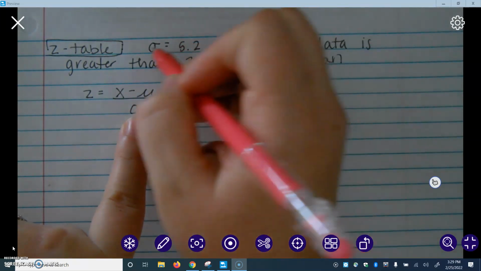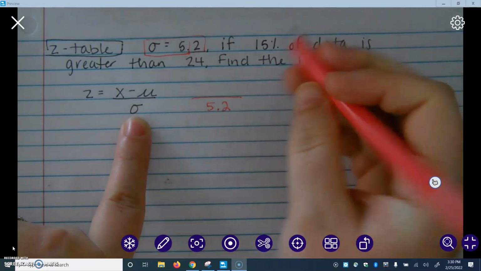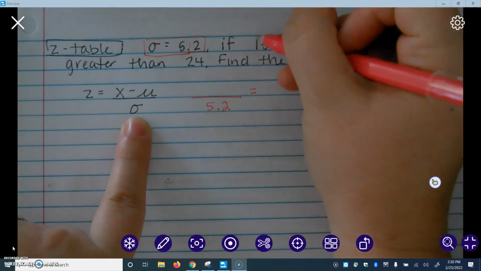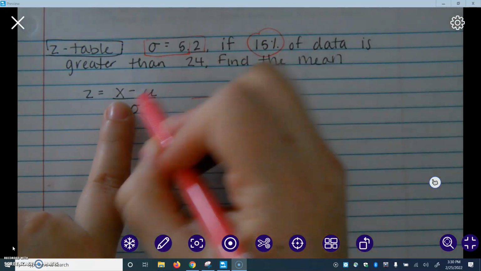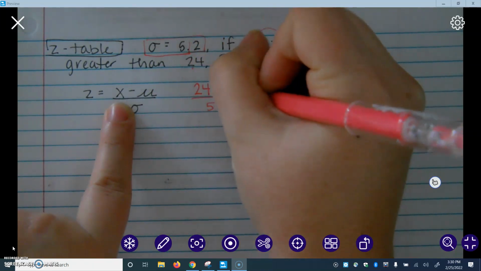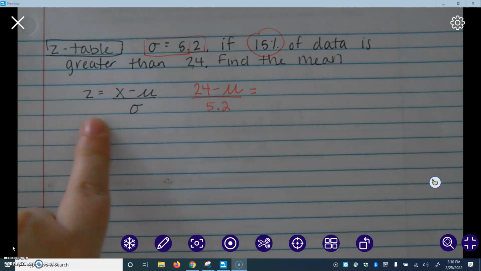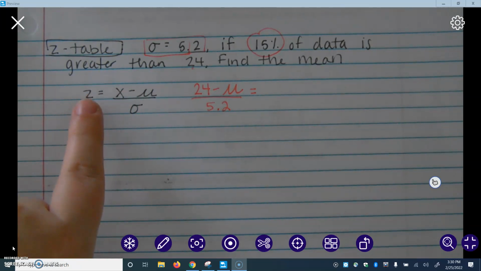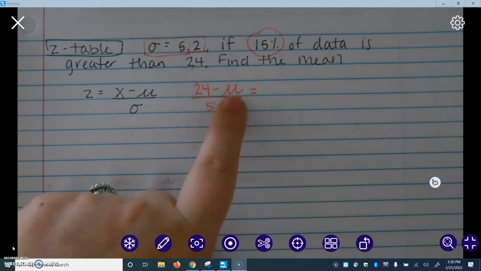So in this situation, I have the standard deviation is 5.2. And I know that 15% of the data is greater than 24. So 24 is the number that I'm looking for. 24 minus, I don't know what the mean is. So here's why I need the z-table, because there's nowhere to put 15% in this formula. But I can look for 15% on my z-table, and then I can have a number to plug in, and then I can solve this for the mean.